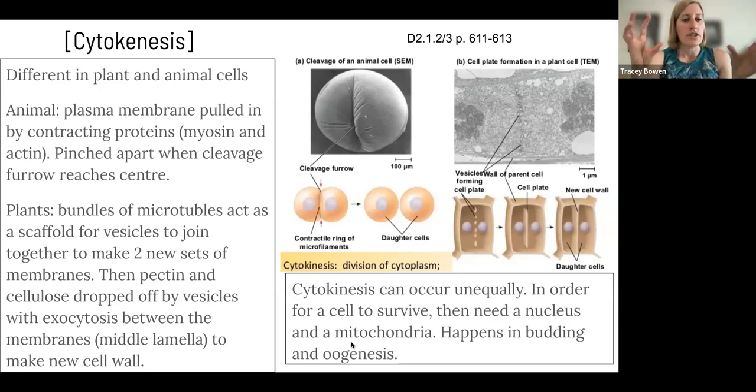And then the second division, it's the same thing: one really big one with all of the organelles in it, and then a really tiny one with extra DNA that is not needed.